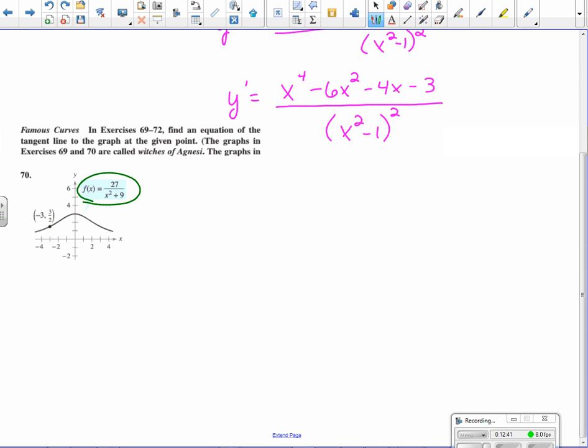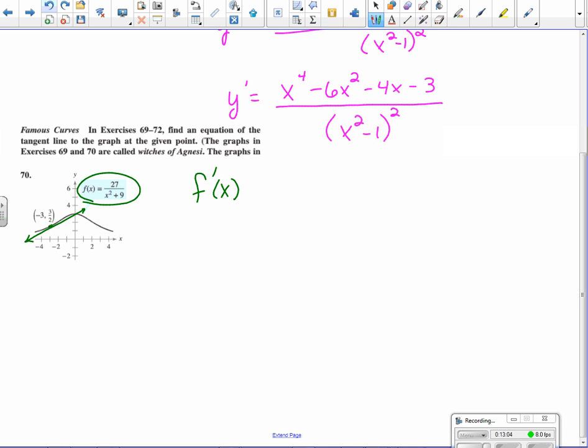f of x equals 27 over x squared plus 9. And they want us to write a tangent line through this point. So if you want, why don't you just sketch in your tangent line? I envision my tangent line sliding through underneath, touching that point in one spot. So that is just skimming that point. Let's go into our derivative.